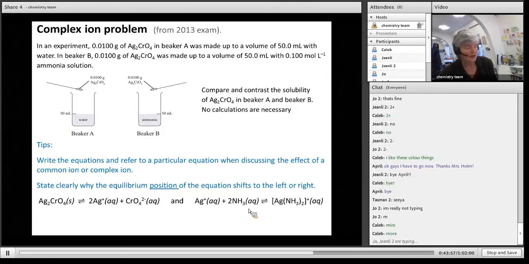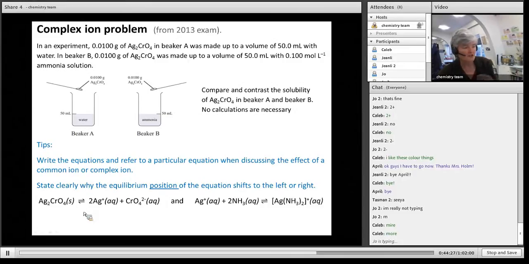More, correct. Because you're going to form this equilibrium, but then the silver ions are going to react with the ammonia. So the stress is removing the silver ions, because we're removing them to form the complex. So if I'm removing this, the equilibrium position of this equation is going to shift to the right to try and replace the silver that I'm removing.